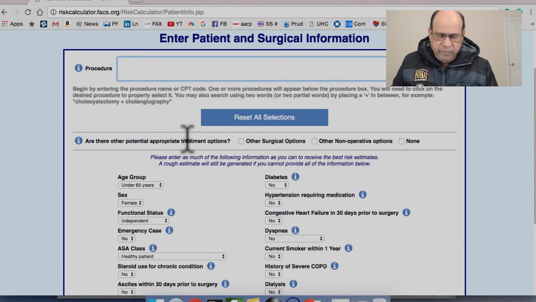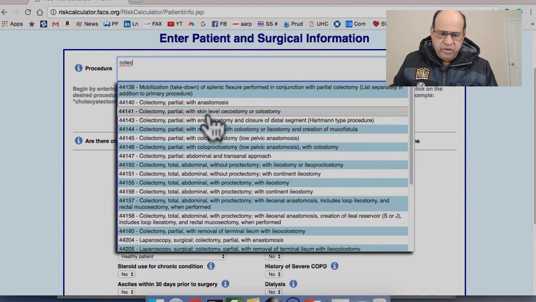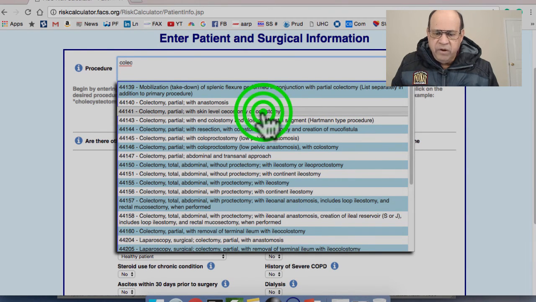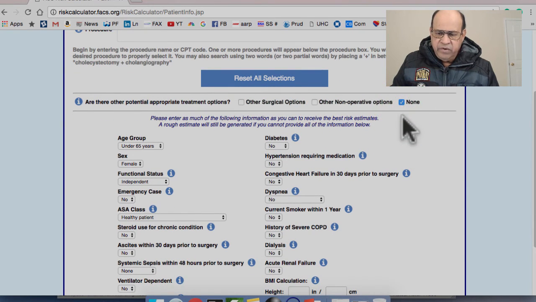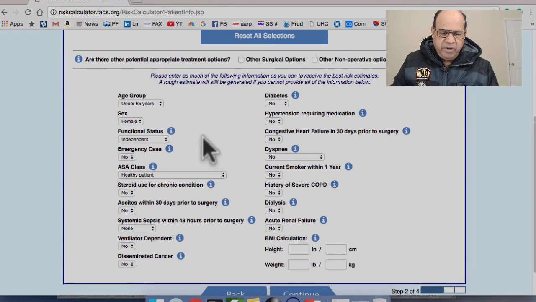So let's say we want to check for colectomy for a possible colon cancer. Colectomy. So let's select this CPT code, ICD code I should say, 441.41, which is colectomy partial with skin level colostomy. Okay, that sounds like a surgery this patient is going to go through. Now here are the parameters. I'll just read it out: age, sex, functional status, emergency, ASA classification, and diabetes, hypertension, heart failure, dyspnea, COPD, kidney problem.